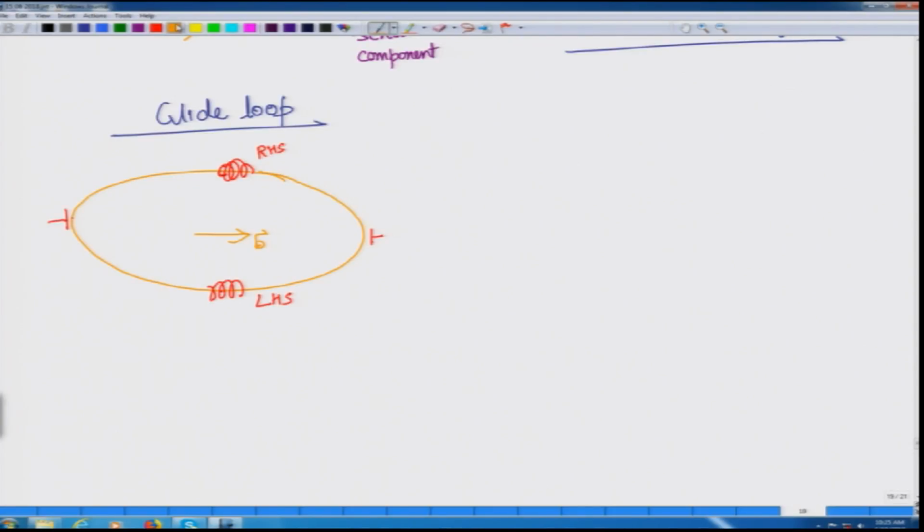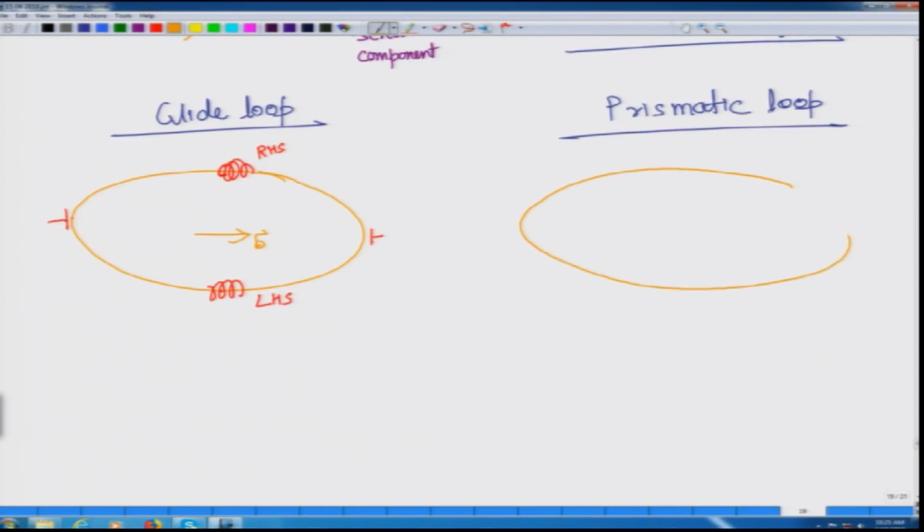Now, the other one is what is called a prismatic loop. And by now you should have realized how it will be different from the glide loop: the Burgers vector would be perpendicular. So, it is perpendicular going in or out of the plane. It is not in the same plane, it is either going in or going out of the plane. So, the Burgers vector is like this.